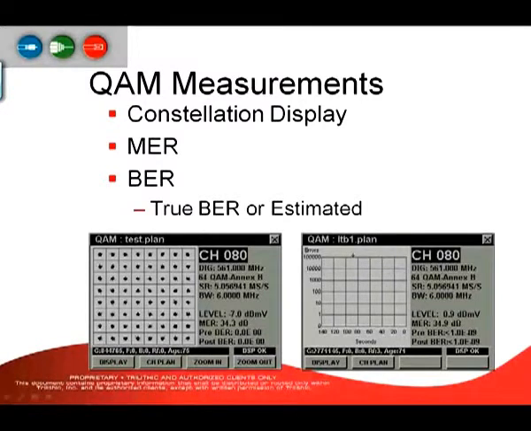The MER, or the modulation error ratio, gives an indication of the digital quality, whereas the BER, which is the bit error rate, calculates the amount of received bits that had errors. And just remember, it's important to know if you are using true BER or estimated BER, which is the Reed-Solomon method. And I'll talk a little bit further about the differences between the two.